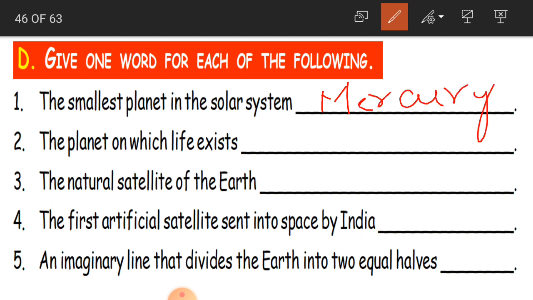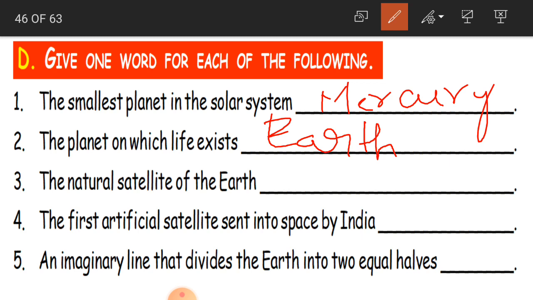Okay, now the planet on which life exists. On what planet is life existing? And the answer is Earth, where we are all living. We are living, animals are living, birds are living, plants are living. So all these have life, and this is only possible on this planet Earth.